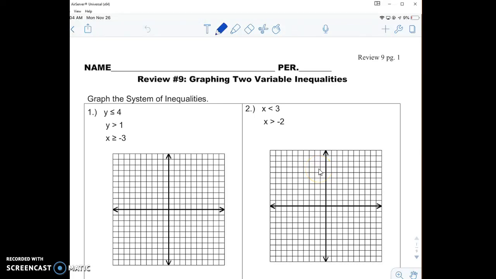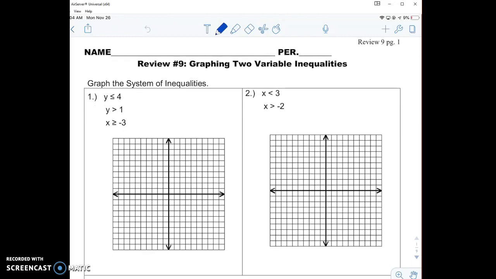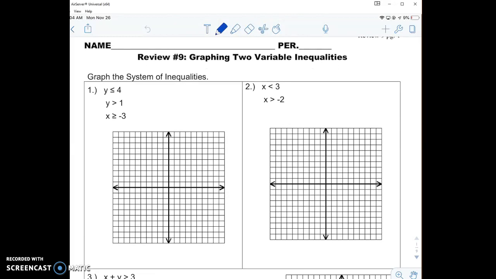This is the Unit 9 review, page 1. Graph the system of inequalities. On number 1 we have y is less than or equal to 4, y is greater than 1, and x is greater than or equal to negative 3.